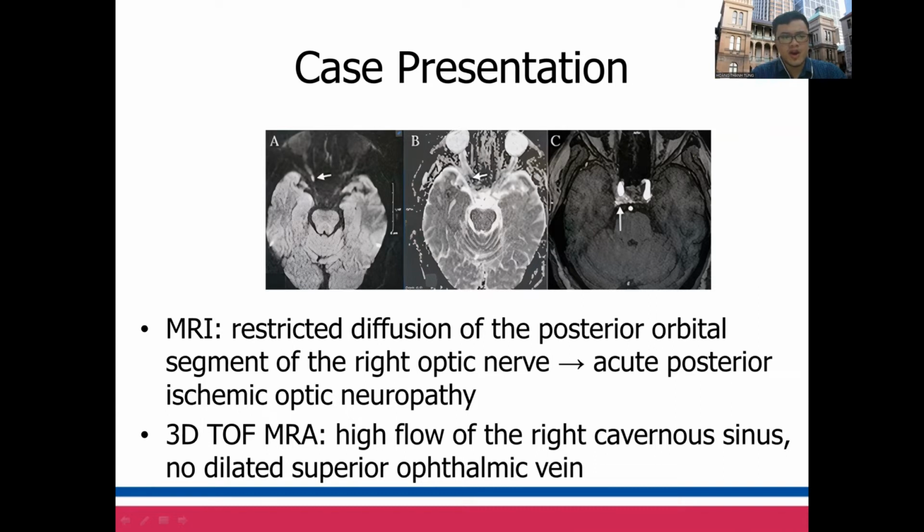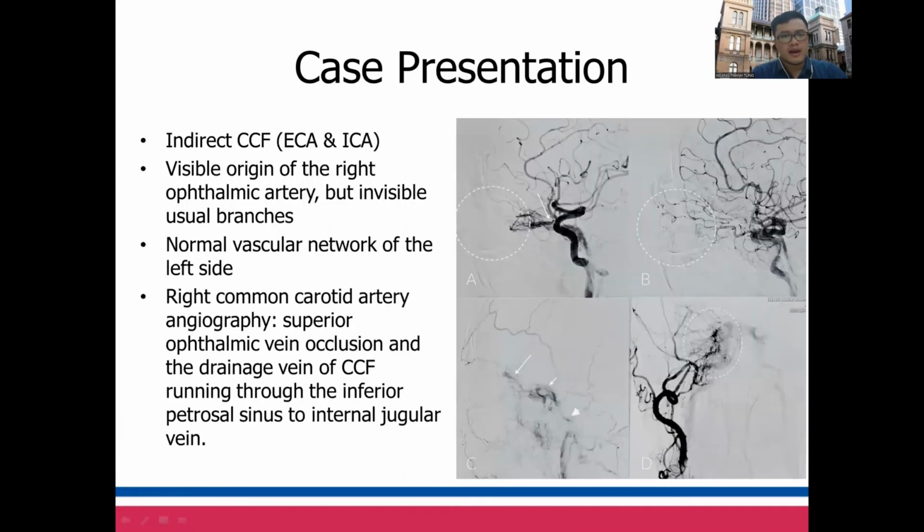And in his MRI, we detected the restricted diffusion of the posterior orbital segment of his right optic nerve, suggesting an acute posterior ischemic optic neuropathy. 3D TOF MRA demonstrated the high flow of the right cavernous sinus without any dilated superior ophthalmic vein. Then the patient underwent a DSA procedure, and an indirect CCF was found.